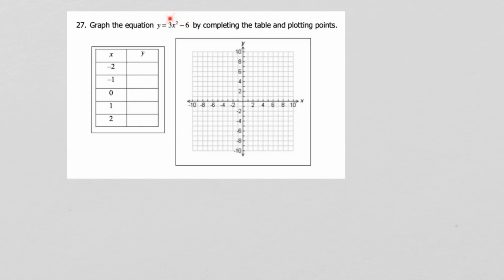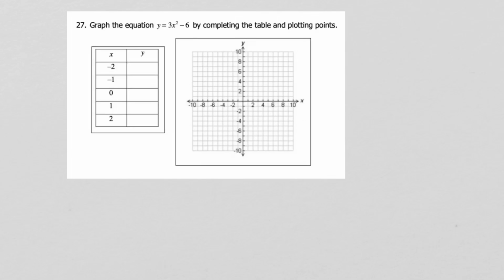We are going to graph this quadratic equation. It's quadratic because the highest exponent here is a 2. So let's fill in this table. We'll just compute. We'll put in a -2 here, then a -1, and we'll compute. So let's see where that takes us.